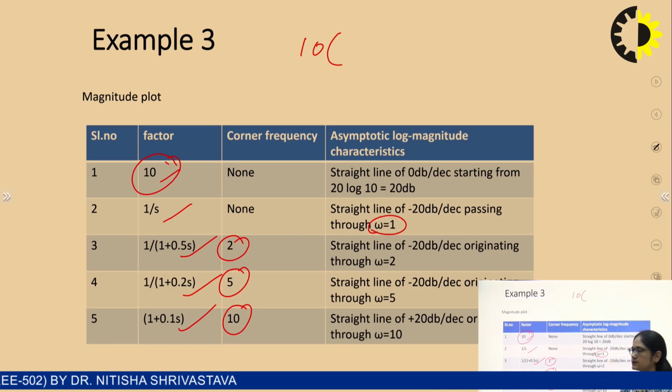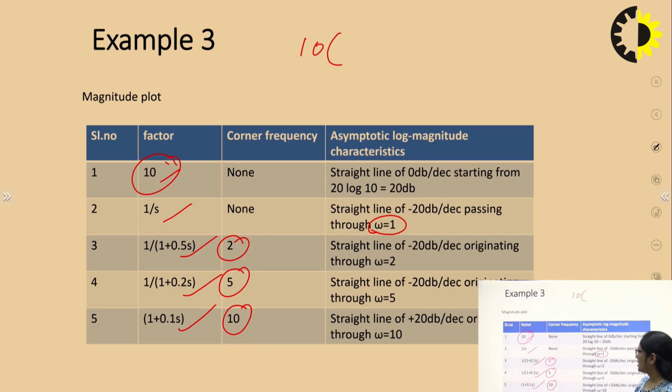That means it is passing through omega equal to 1, and this will be a straight line of minus 20 dB per decade originating at omega equal to 2. And this is a straight line of minus 20 dB per decade originating at omega equal to 5. These are nothing but the corner frequencies. Till then its value will be 0, and in this case it will be plus 20 dB per decade originating at omega equal to 10, which is the corner frequency.